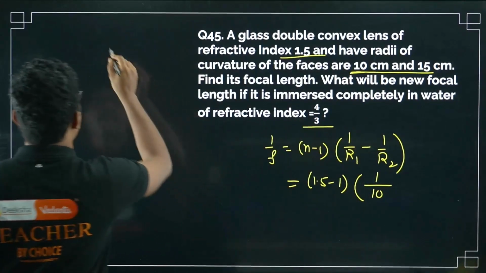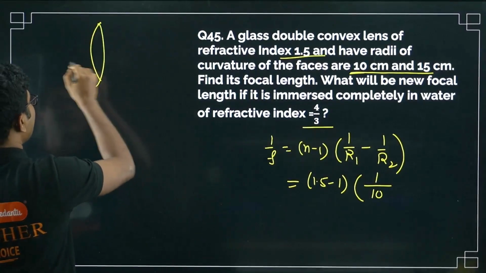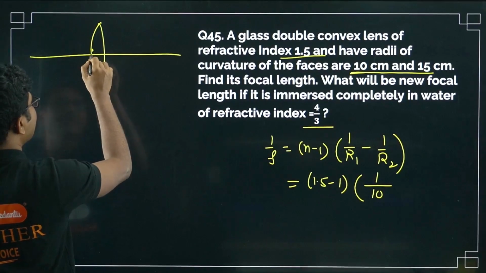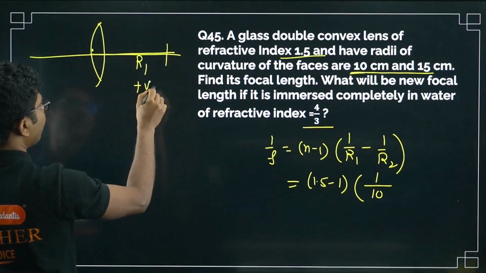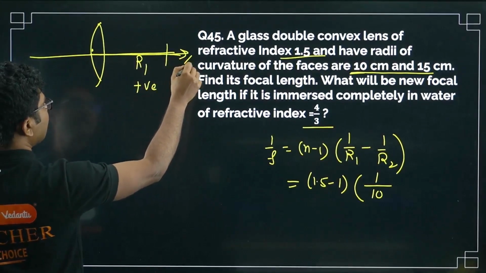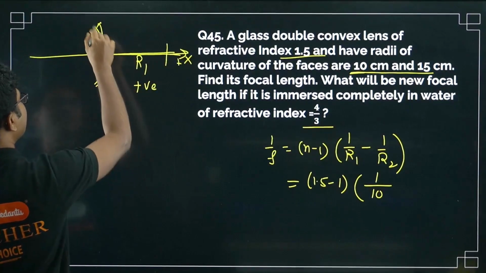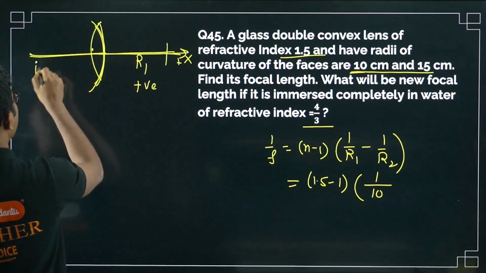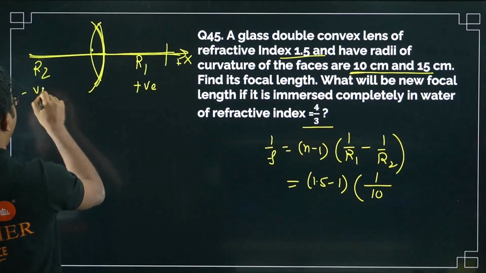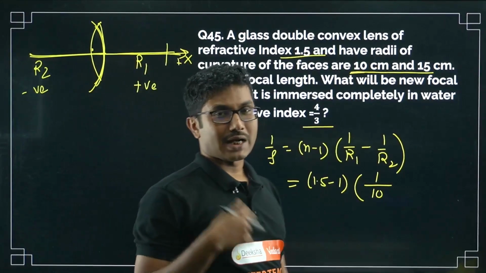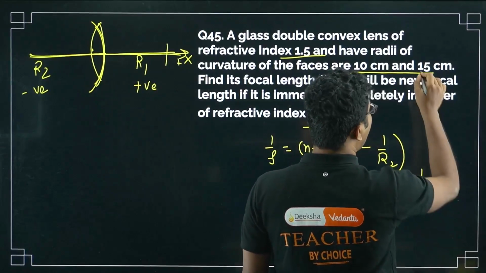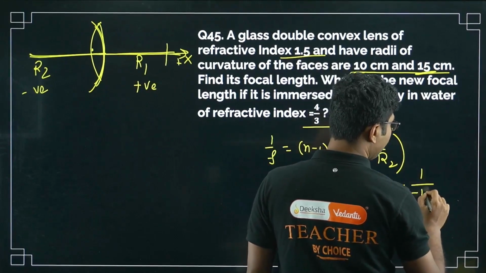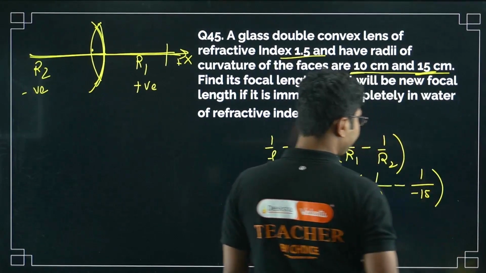So this is the convex lens, right? R1 is for this surface, which lies here, so R1 is always positive, because this is the positive x-axis, and R2 is for this surface, so R2 is always negative. Remember that for a convex lens. For a concave lens it is the opposite, right? So minus 1/R2 with 15 will be negative, right?